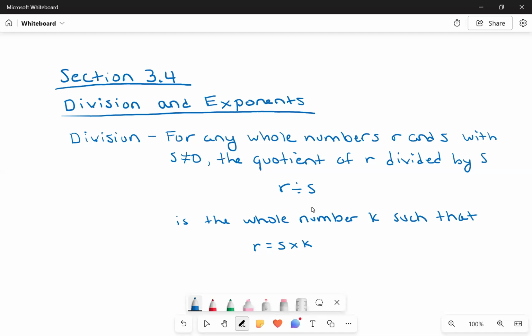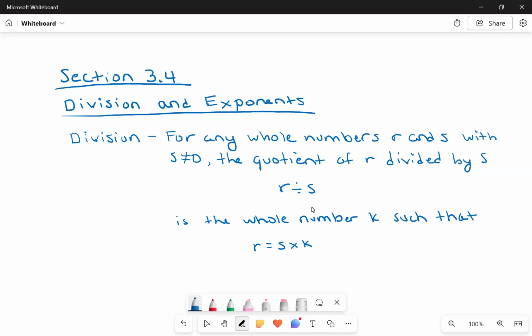In this video, we're going to talk about section 3.4, which is division and exponents. So chapter 3, we have been exploring math operations, and now we're finishing with division. And once they do division, they also like to discuss exponents.